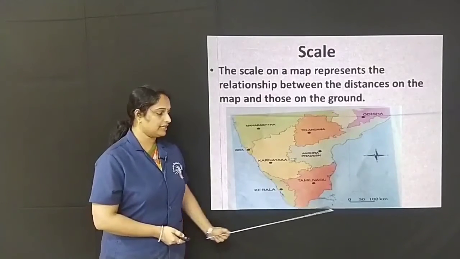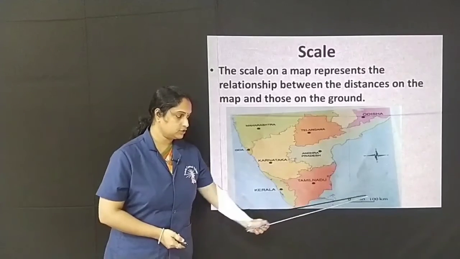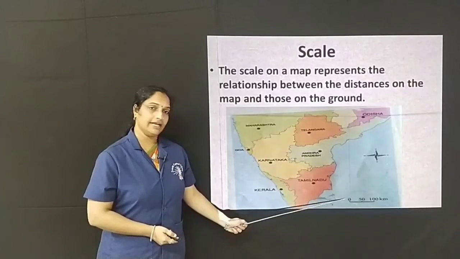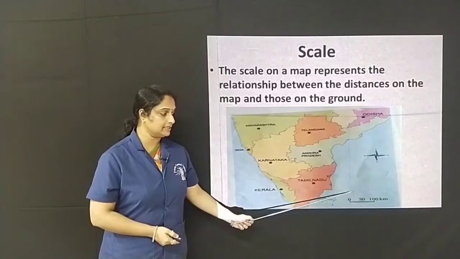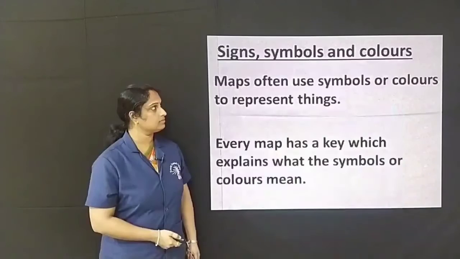So, look at this map. Here you can see 0 to 100 kilometer. So 1 centimeter on the map equals 100 kilometer on the ground. So this is about scale.